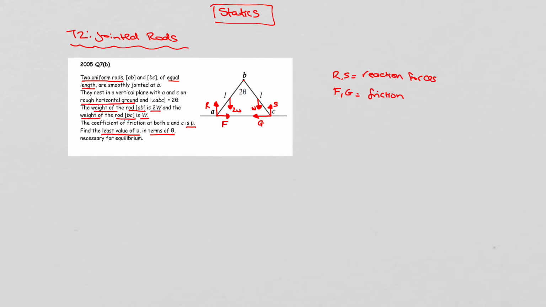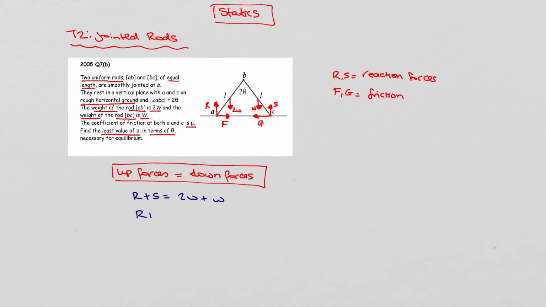So we start by looking at our up forces and our down forces. We know that our laws of equilibrium state that our up forces must equal our down forces when the system is in equilibrium. So our up is R and S, and our down is 2W and W. So that means that R plus S must equal 3W.